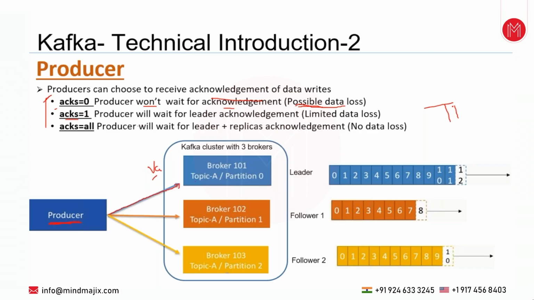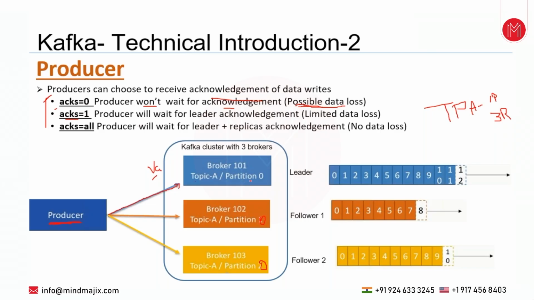So topic A is having only one partition, but it's having 3 replication factors. As we have 3 available brokers in this Kafka cluster, 3 replication factors is available. So one partition means this will become also partition 0, and this will become also partition 0. So topic A, 1 partition, 3 replication factor.